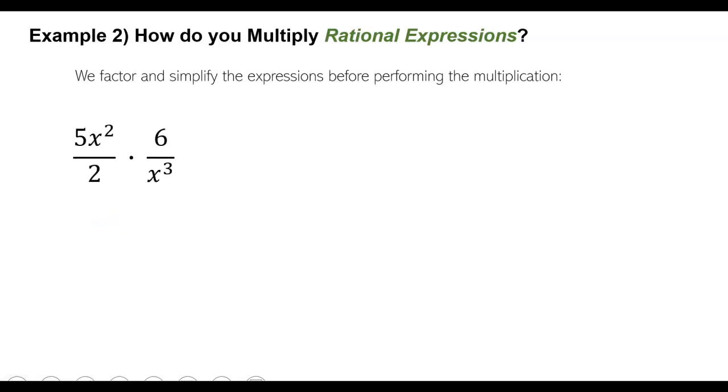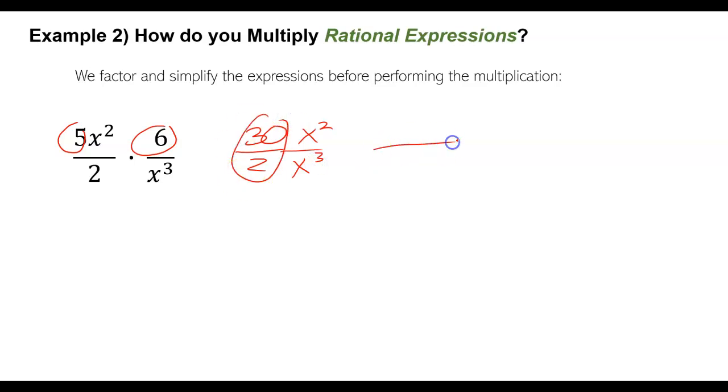Okay, here's how I would have done this. 5 times 6 on top is what? 30. 2 is on the bottom. X squared is on the top. X to the third is on the bottom. What's 30 divided by 2? 15. If you have 2 on top and 3 on the bottom, the bigger number's on the bottom, so 3 minus 2 gives you one on the bottom.